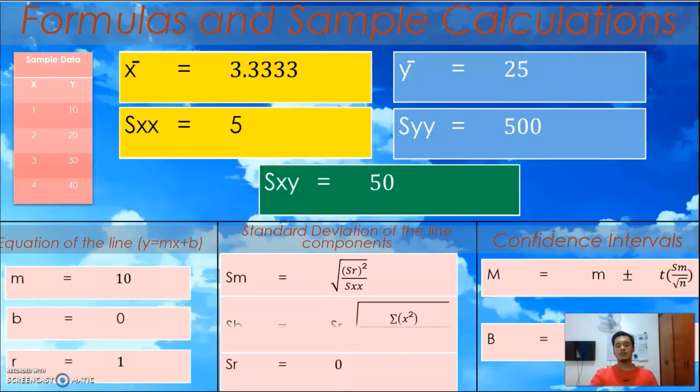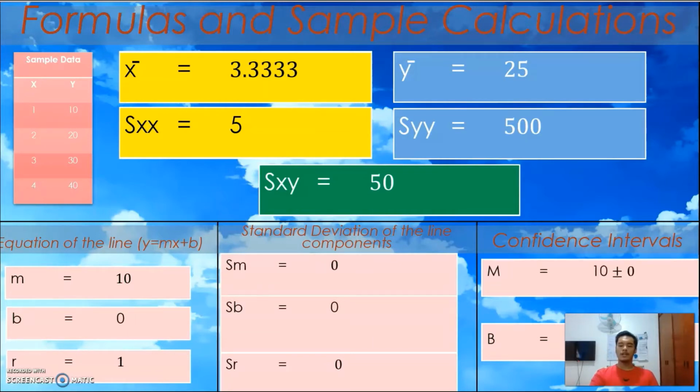We have Sr equals 0, Sb equals 0, and Sm equals 0, and the confidence interval is 10 plus or minus 0 for the slope, and b 0 plus or minus 0. Now we have seen everything in action. Let us now go to the question.